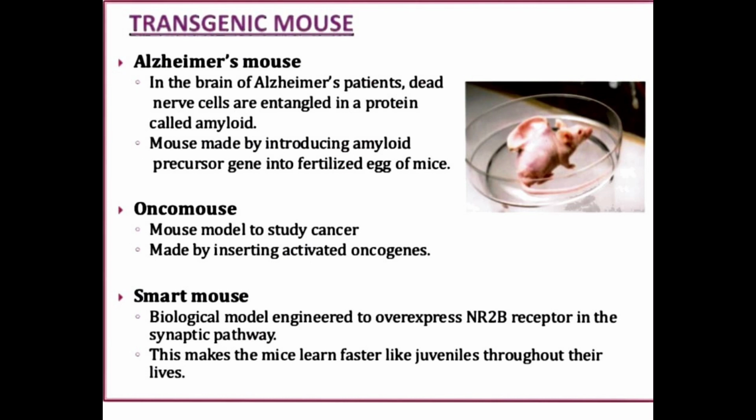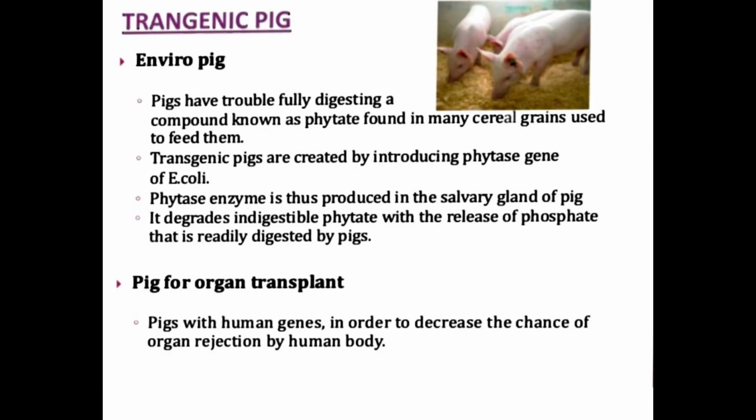Smart mouse. Biological models engineered to overexpress NR2B receptor in the synaptic pathway. This makes the mice learn faster like juveniles throughout their lives. Transgenic pig, Enviropig. Pigs have trouble fully digesting a compound known as phytate found in many cereal grains used to feed them. Transgenic pigs are created by introducing phytase gene of E. coli.